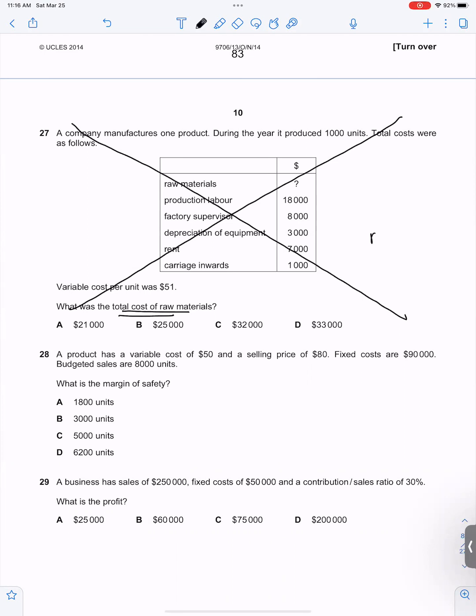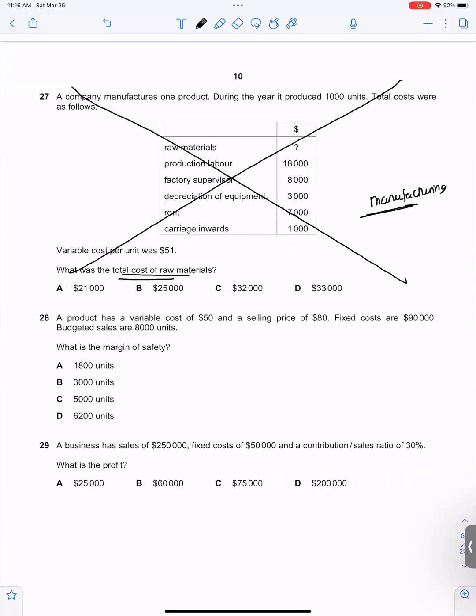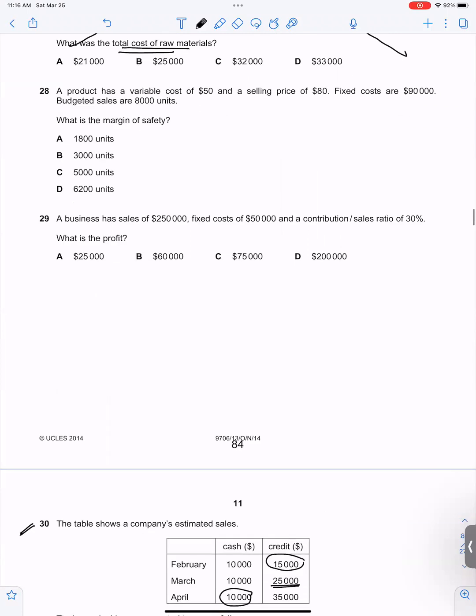The हाँ तो manufacturing. but I did it anyway, I got it. Is it right what I did? बस एक हाँ. 28th.